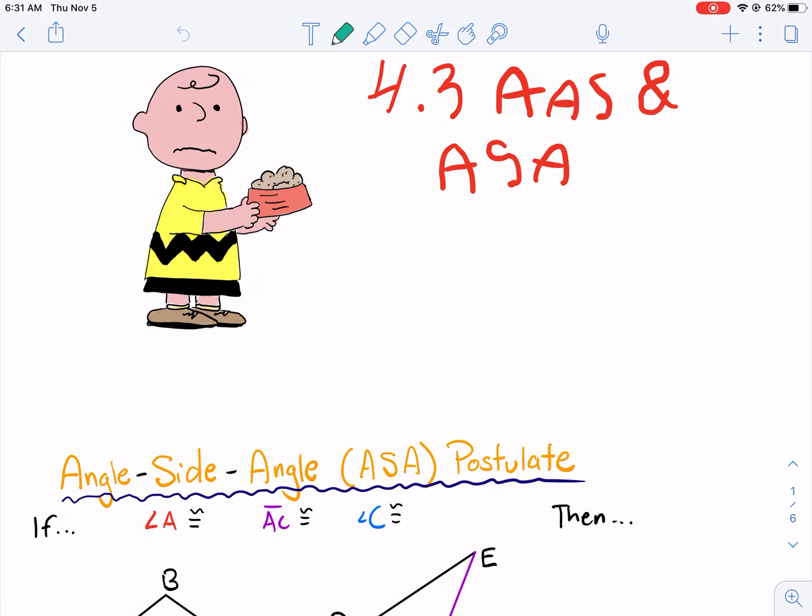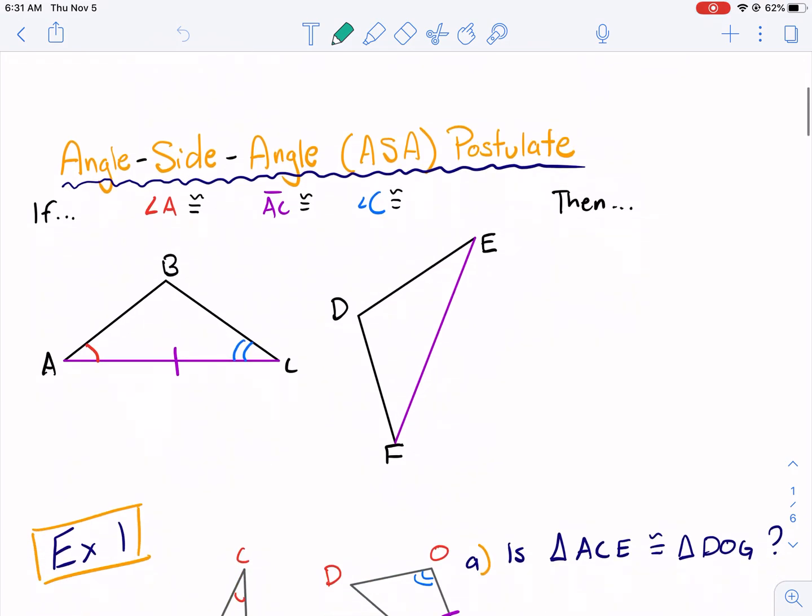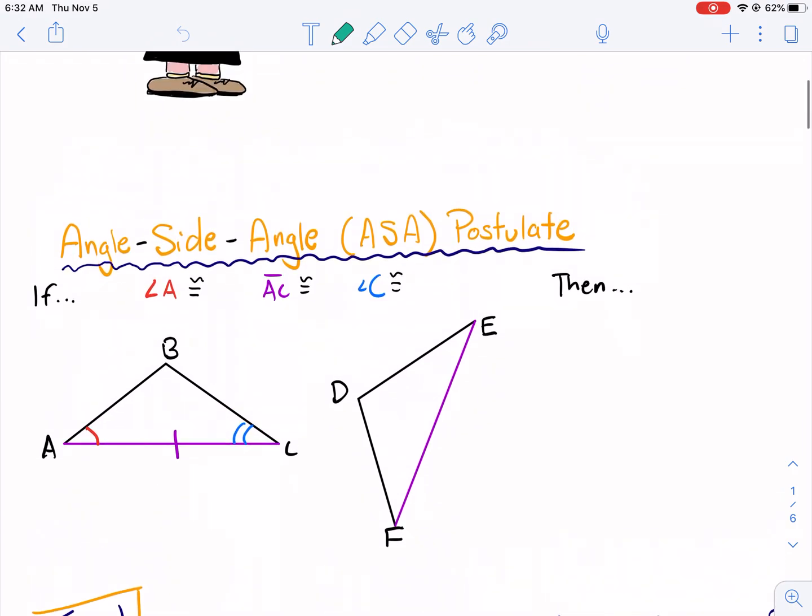Today we're going to be learning about AAS and ASA congruence. We're moving on to Thanksgiving, so there's not a lot of Thanksgiving-themed things, so we're doing Charlie Brown. Hope you enjoy it. Now, ASA, we've already learned about SSS.